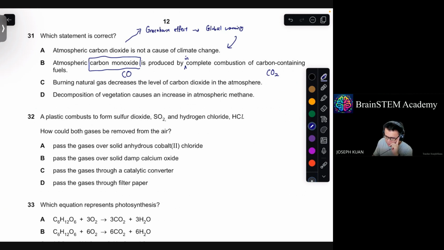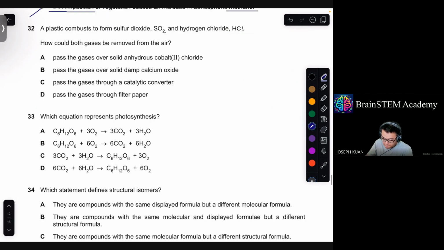C, burning natural gas decreases the level of carbon dioxide in the atmosphere. No, it's literally the source of carbon dioxide in the atmosphere, so it should be increasing. So the best answer is D. Let's see. Decomposition of vegetation causes an increase in atmospheric methane. Yes, that is true. Decomposition produces methane. So the answer for 31 is D, D for donkey.